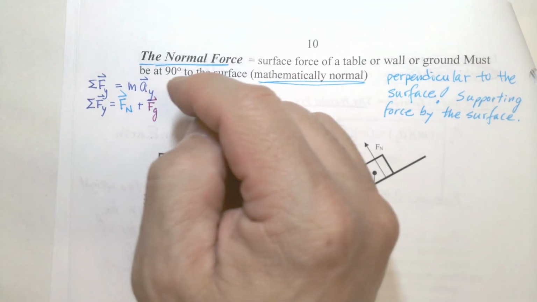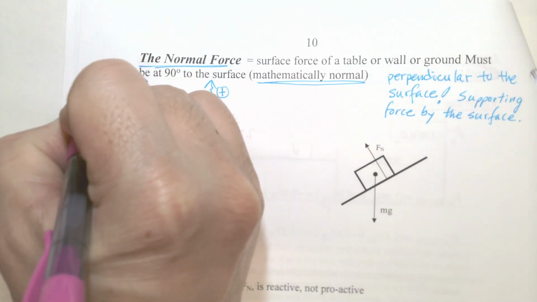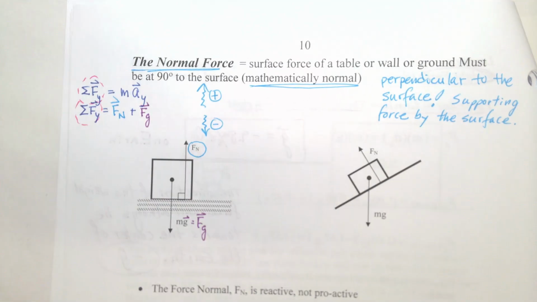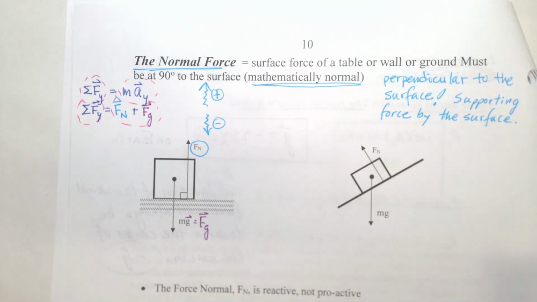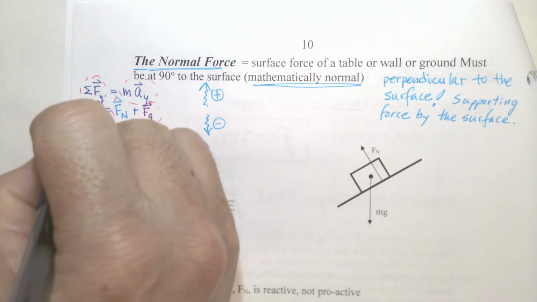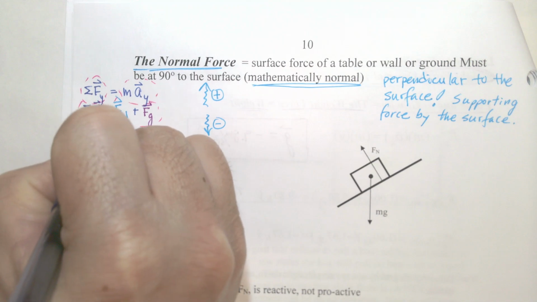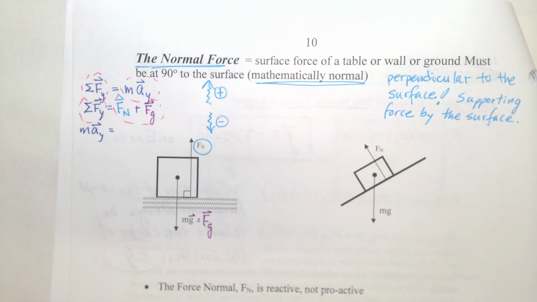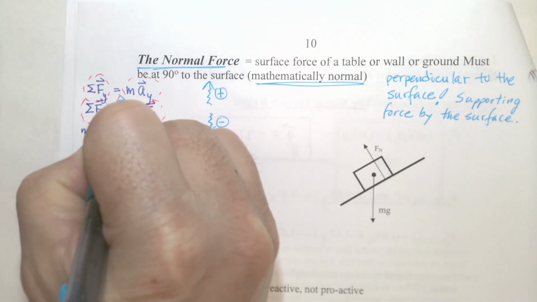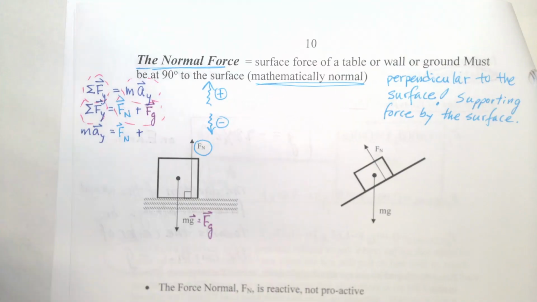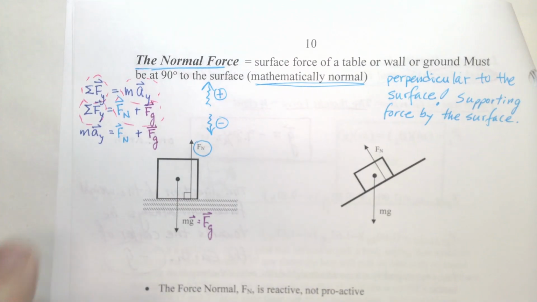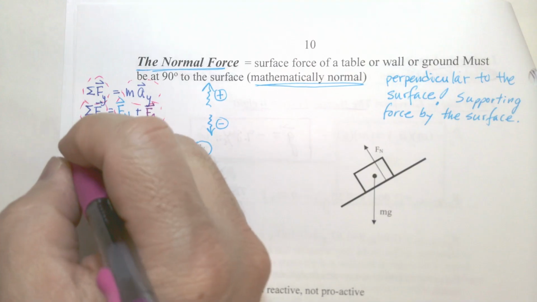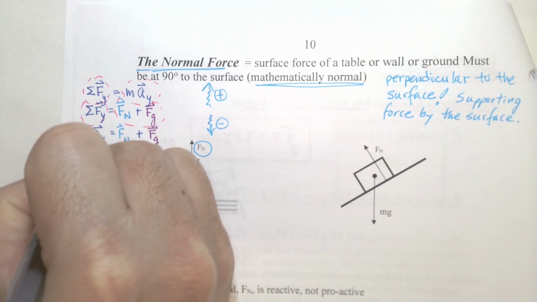Well, since these two are identical to each other, that means I can set these two equal to each other as well. So I can say now m times a_y is equal to F normal plus Fg. Now these are all vectors, okay? So now I'm going to give directions to all this.